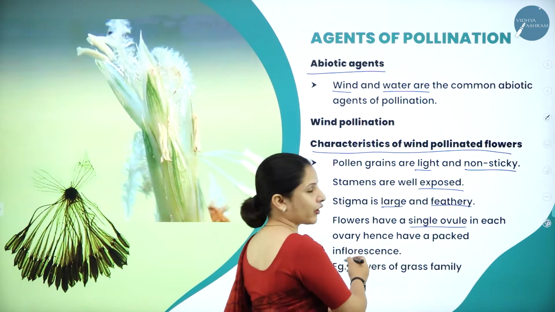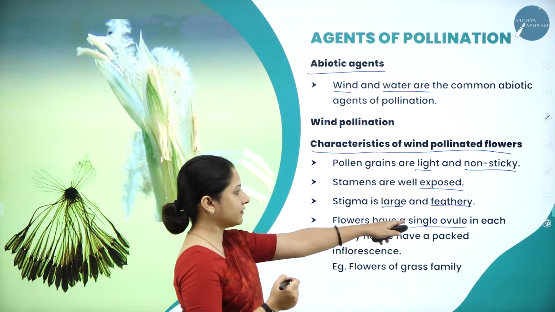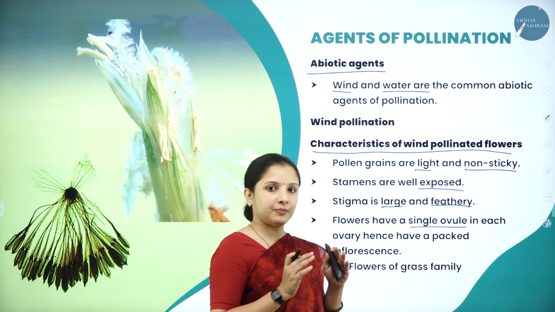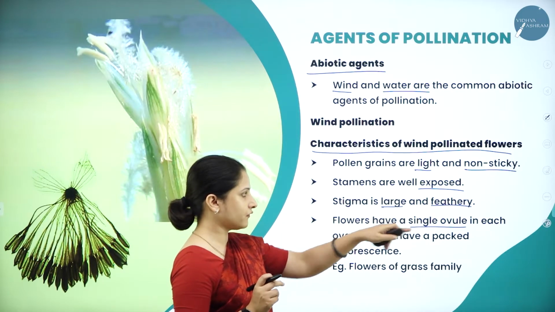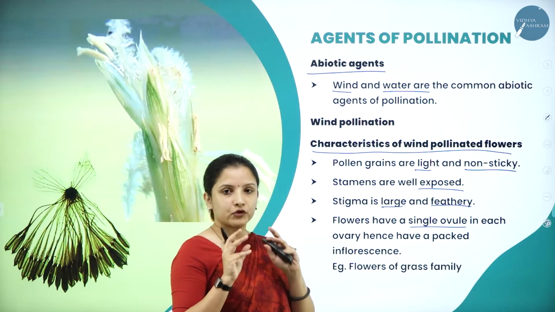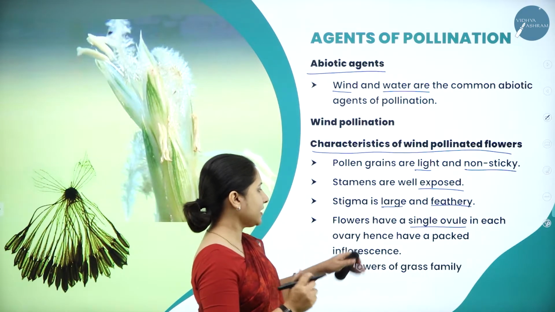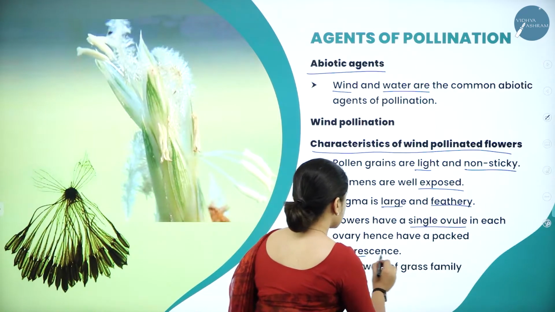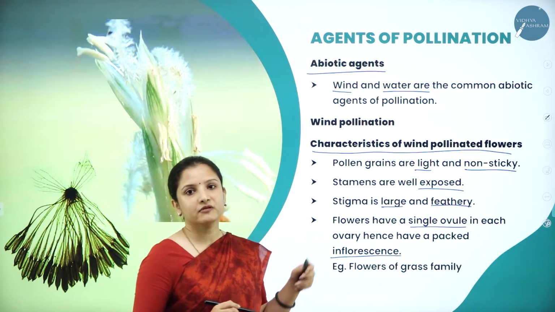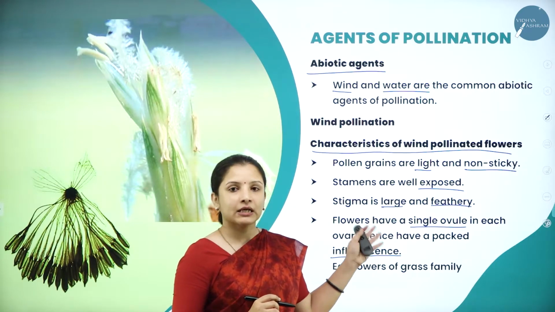So this point is very important. Flowers of wind pollinated plants have a single ovule in each ovary. That is why they have a packed inflorescence. The best example of a wind pollinated plant is the grass family.